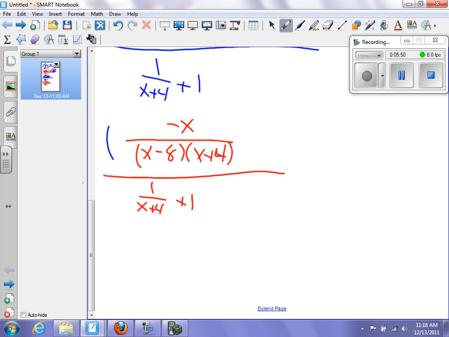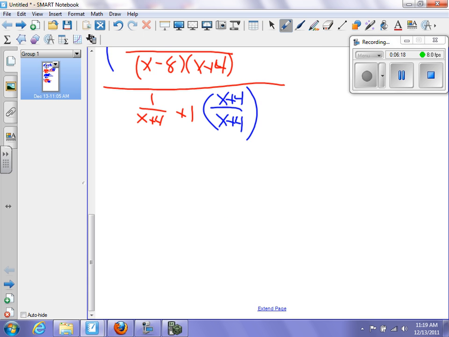I'm going to do some work on my denominator. What I'm going to do on my denominator is again, I want a common denominator for the denominator, right? So I'm going to take my 1 and I'm going to multiply that times x plus 4 over x plus 4, so I can have a common denominator and simplify that bottom term. You okay with that? Mm-hmm. Okay. So let's go.